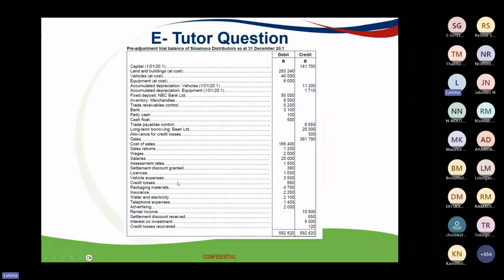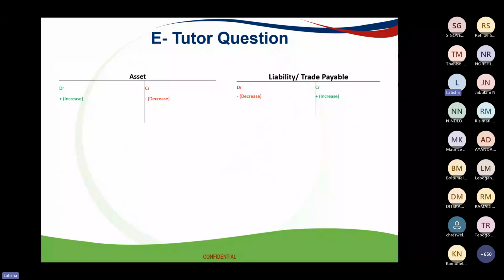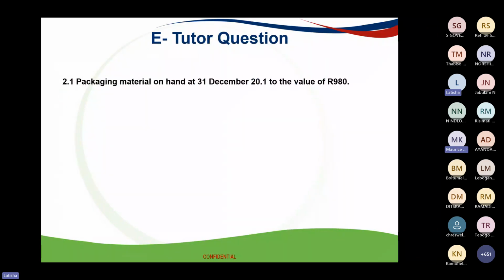On the pre-adjusting trial balance, it shows that they've got merchandise here under inventory. And then here at the bottom, it shows packaging materials as a cost. So what this is telling us is that the packaging material was purchased and the expense has been incurred, but it's not recorded as inventory. There's only merchandise sitting as inventory. So in order to record this inventory on hand at the end of the year as inventory, you have to debit inventory so that it becomes an asset on the balance sheet, and then credit packaging material because it's sitting as a cost in the income statement. So you credit packaging material and debit inventory.